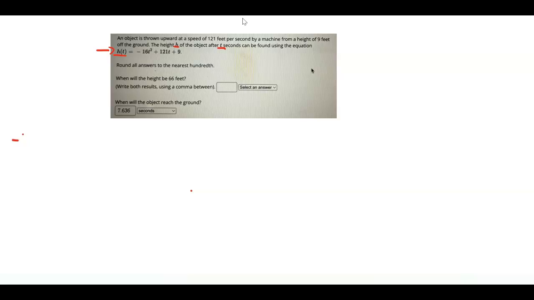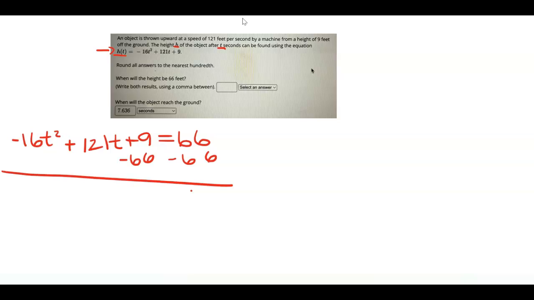So let's go ahead and do that. We have negative 16t squared plus 121t plus 9, and now equals 66. So we want to solve for t when this happens. Now because we have a quadratic equation here, we want to have everything equal to 0, and so we're going to subtract 66 from each side. So we have negative 16t squared plus 121t, now minus 57 equals 0.